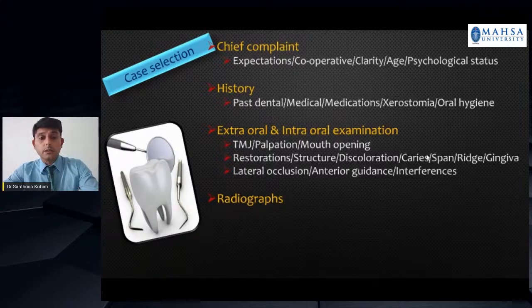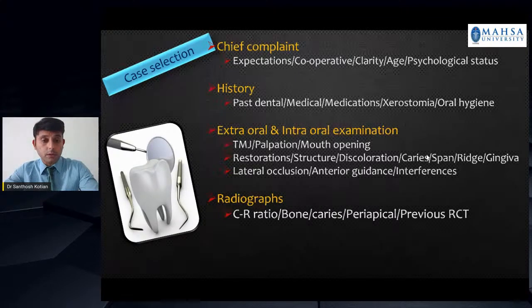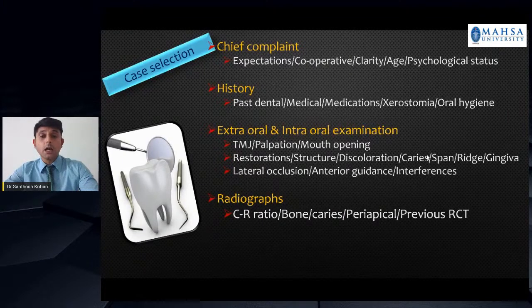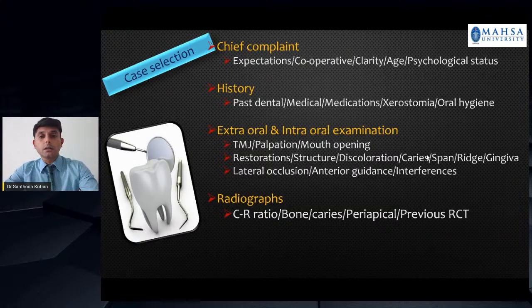Any radiographs required: usually an IOPA will suffice. But if you have further doubts, you can go for CBCT if required. So what will you look for in radiographs? The crown root ratio, the condition of the surrounding bone, the bone support that is available for the abutment teeth, the root morphology of the abutment teeth, any caries that is not visible clinically, the periapical condition of the teeth, and the condition of previous treatments done. Especially endo treatments: if the abutment tooth is endo treated, you might have to analyze it through the radiographs.